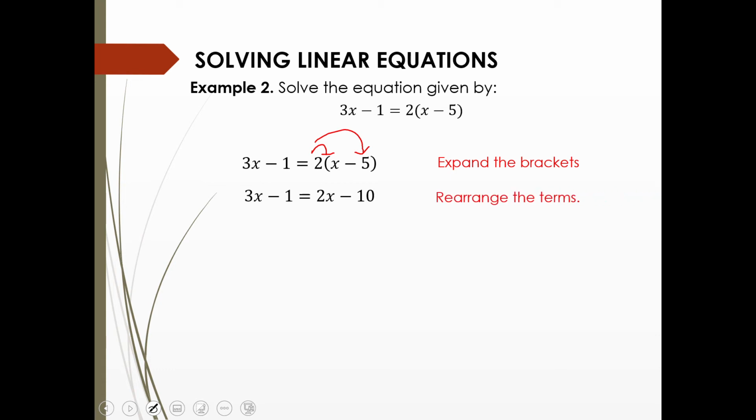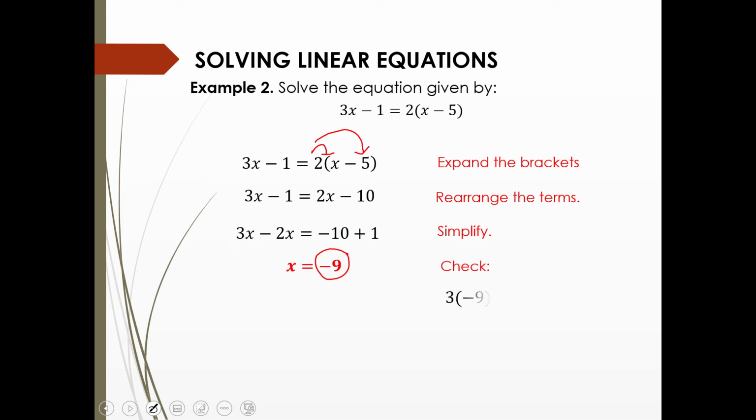And then we will rearrange the terms, putting all x on the left side and all numbers on the right-hand side. So we have 3x minus 2x is equal to minus 10 plus 1. We are going to simplify: 3x minus 2x is x, and minus 10 plus 1 is equal to minus 9. Therefore, minus 9 is a solution.